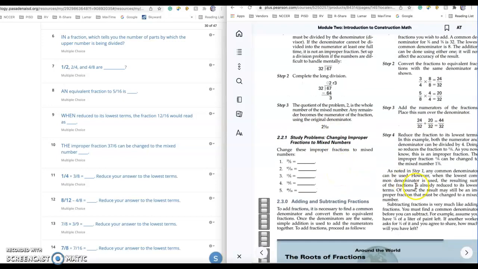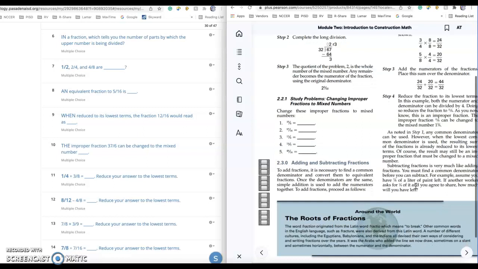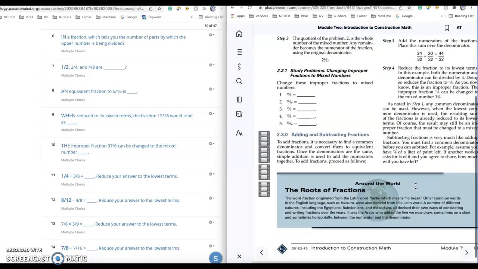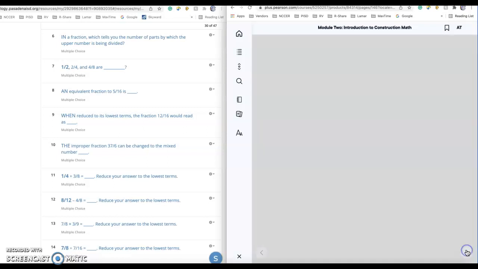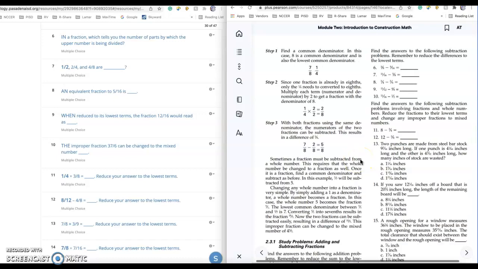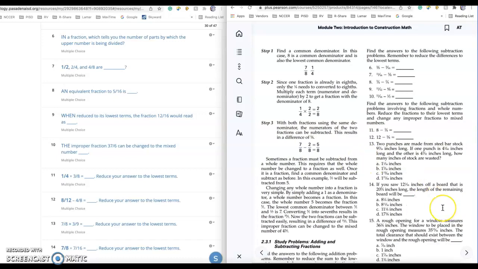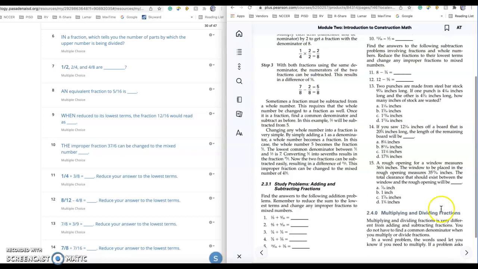These are more sample problems. These are all going to be in Schoology. And these are some more sample problems. These are all going to be in Schoology.